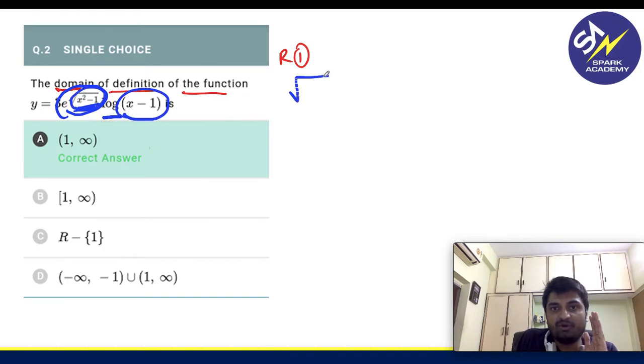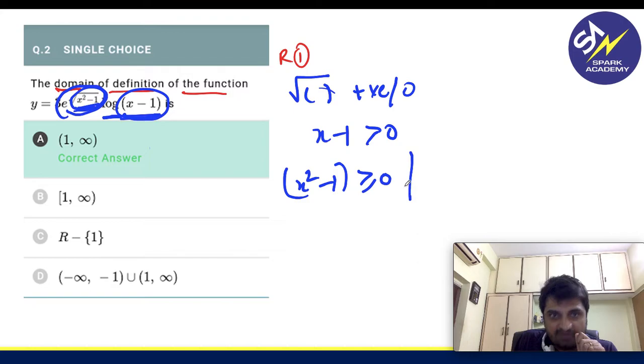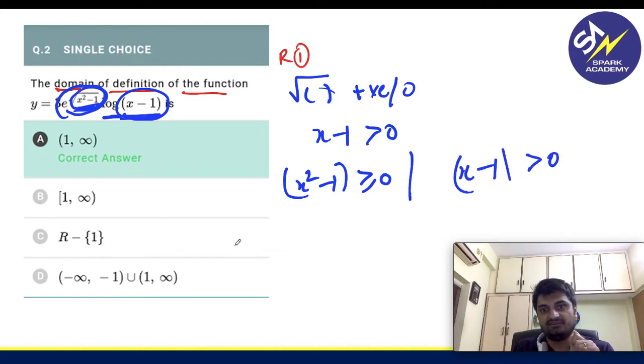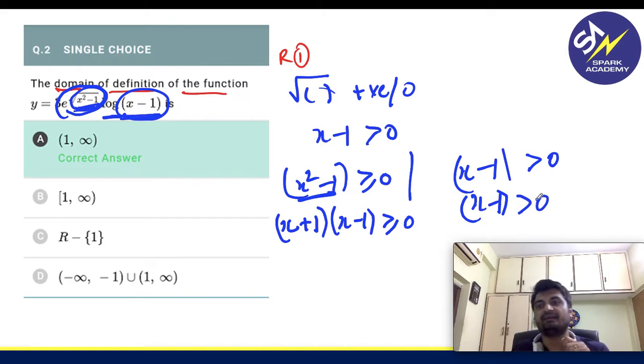So for square root, you know, inside whatever is there, that should be positive or it can be 0. But for logarithm, whatever is inside should be only greater than 0. So basically, I can write x square minus 1 can be greater than or equal to 0, and x minus 1 should be greater than 0 basically. X square minus 1 greater than or equal to 0 means what? X plus 1 into x minus 1 should be greater than or equal to 0. Here we have x minus 1 greater than 0.